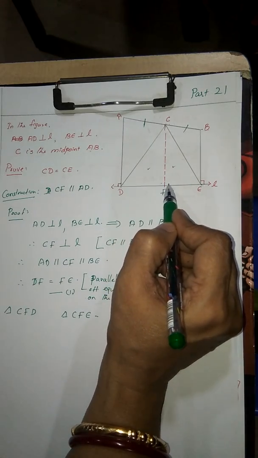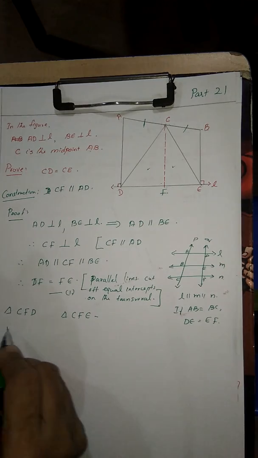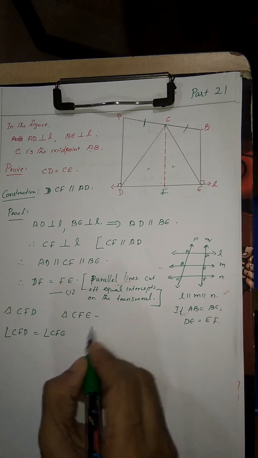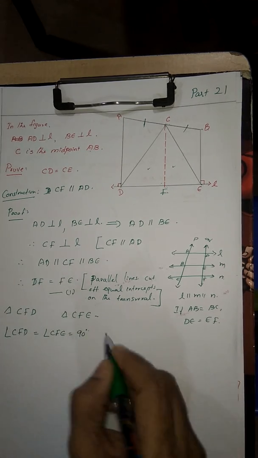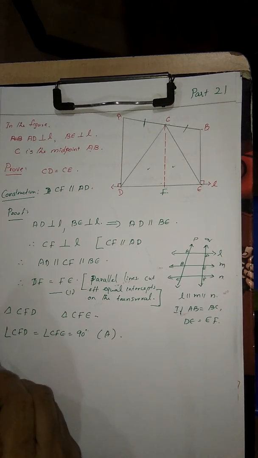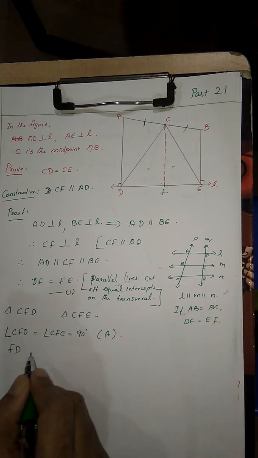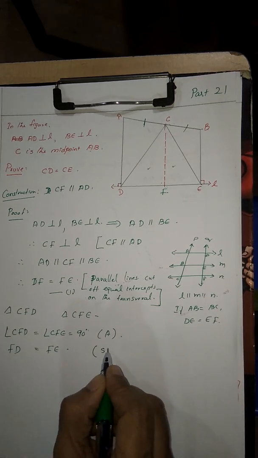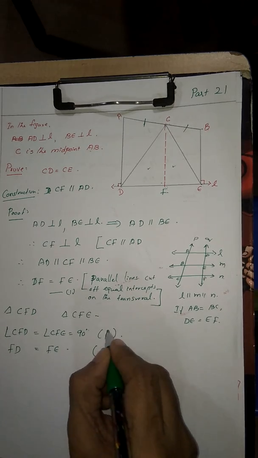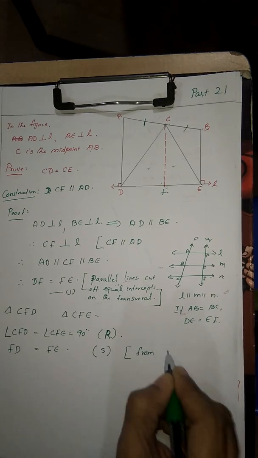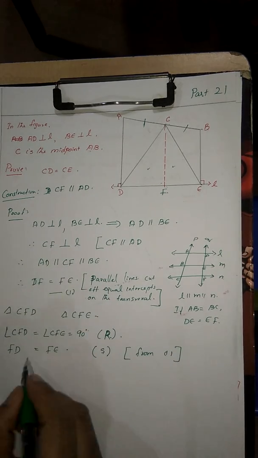Now in CFD, we can say angle F is equal to 90, and this is also 90. Therefore, we can write angle CFD is equal to angle CFE, that is equal to 90 degrees. This is angle A. Now, FD is equal to FE, that is side. This is a right angle, side from 1. And then we have CF as common.